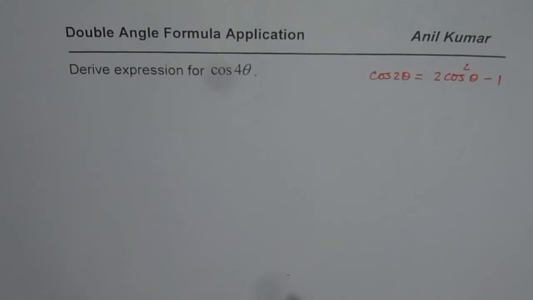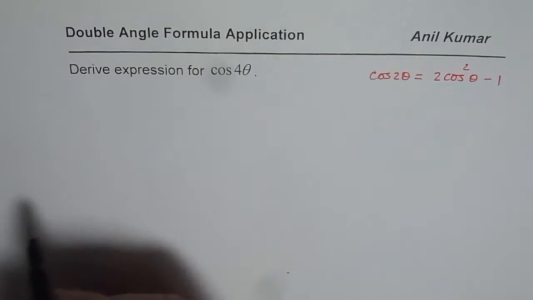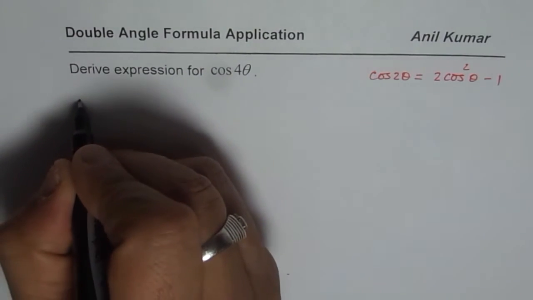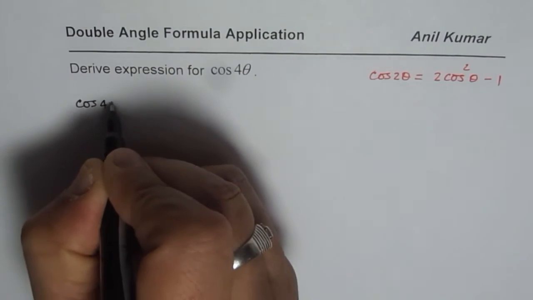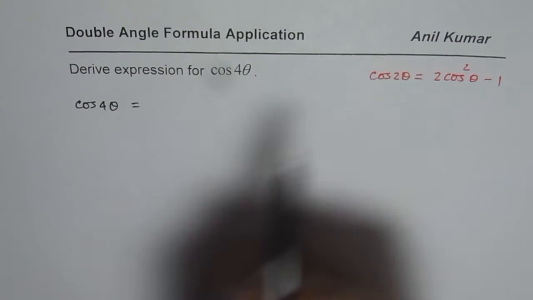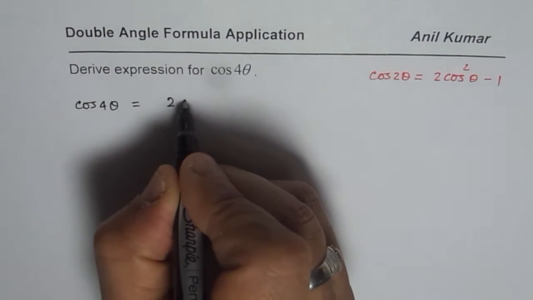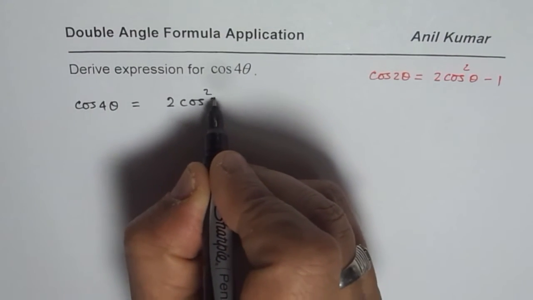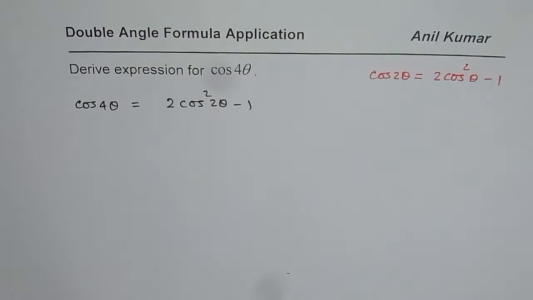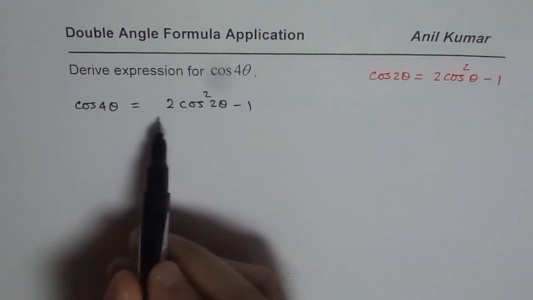Now this video is very important for trigonometric identities and equations also, since in many examples cos 4 theta can be involved. So let's begin by writing cos 4 theta as equals to. When we use it once, we could take 2 theta as 1. So we could write this as 2 cos square 2 theta minus 1. You get the idea, right? So we did half of 4 theta. So we got 2 theta, right?